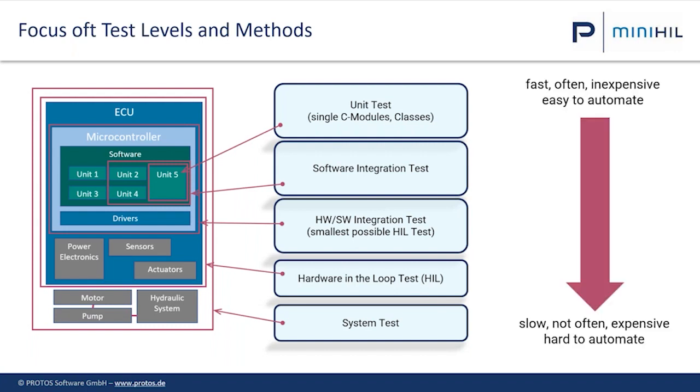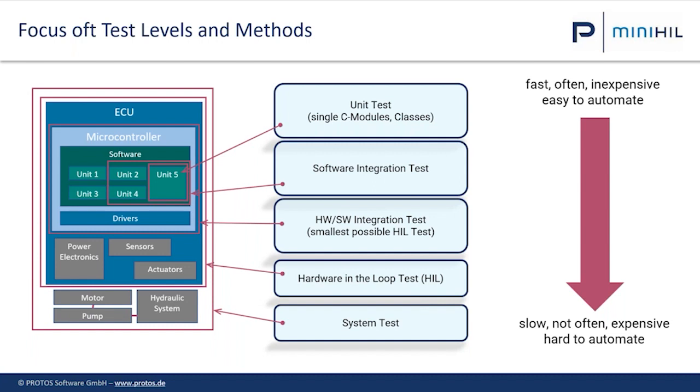So the unit tests are fast. You can run them very often on every commit, on every change. They're inexpensive and they are really easy to automate. From top to bottom, it gets slower. You do not execute them this often. It gets much more expensive and it gets much harder to automate.